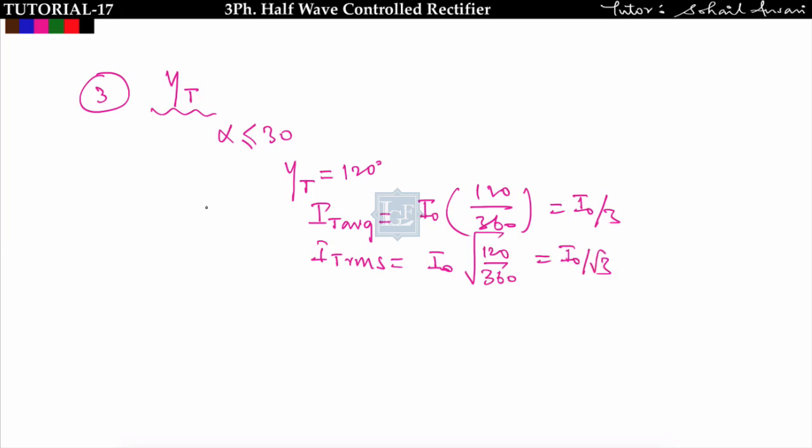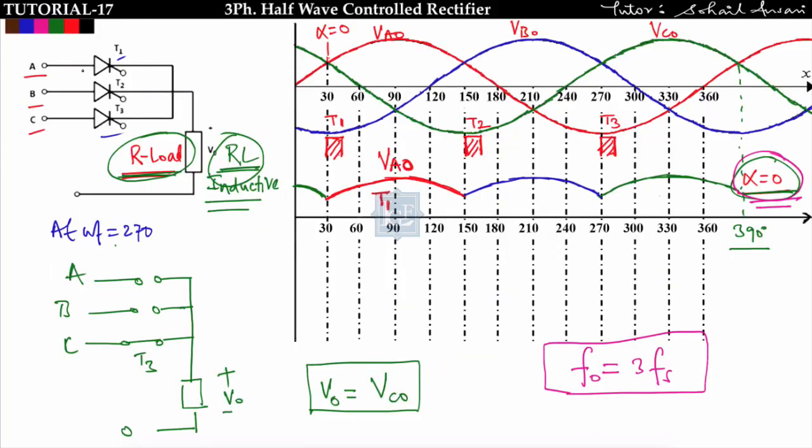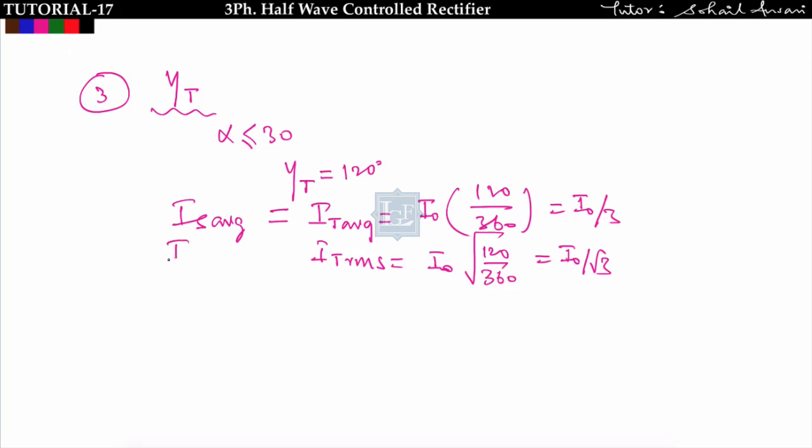You can see that this IT average is equal to IS average also. See here in this circuit, the thyristor current is nothing but the supply current. So we can say that the thyristor current is equal to the supply current. So this will be equal to IS average and IS RMS for alpha less than or equal to 30 degree. For R load or any kind of load, the conduction angle of thyristor is equal to 120 degree. Now what will happen for alpha greater than 30 degree?